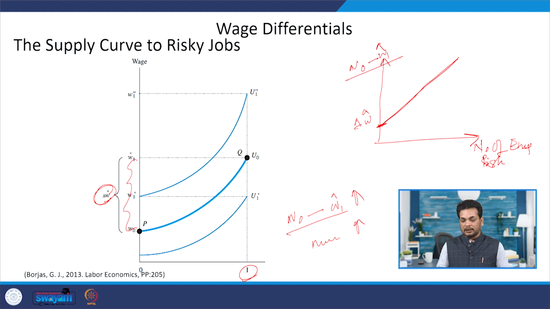So, then we can see that the supply curve will be upward sloping, and as this delta W hat increases, the number of employment in the risk job will increase. So, this figure explains the supply curve to the risk jobs in the labor market, and this supply curve tells us how many workers are willing to offer their labor to the risk job as a function of the wage differential between the risk job and the safe job.